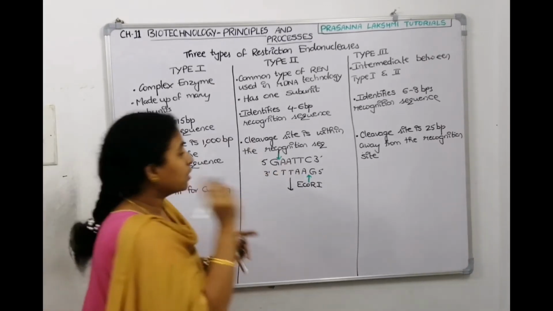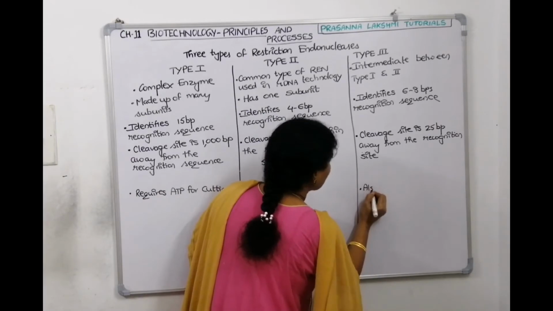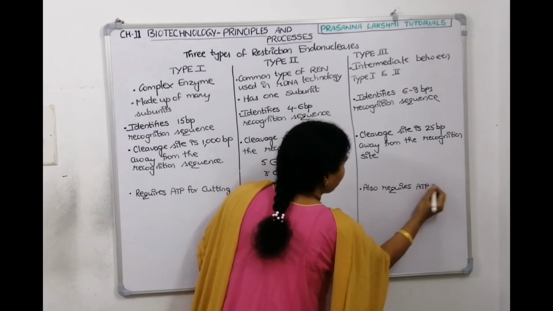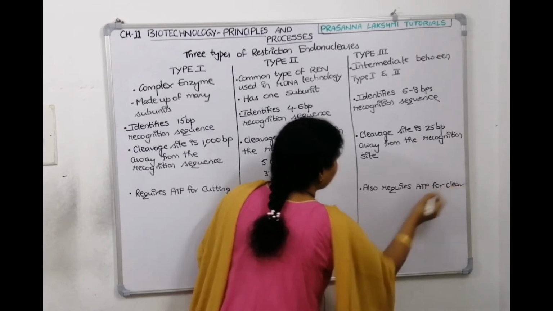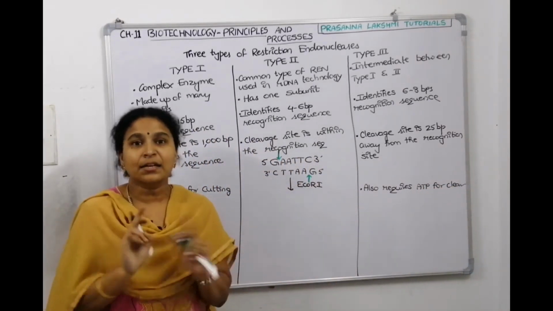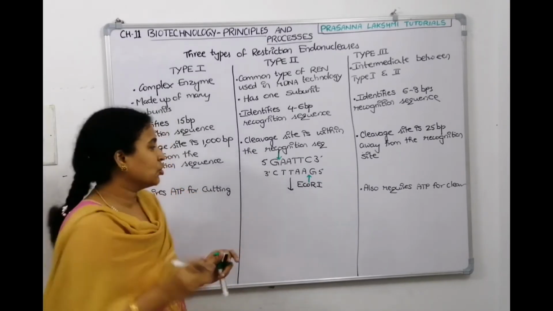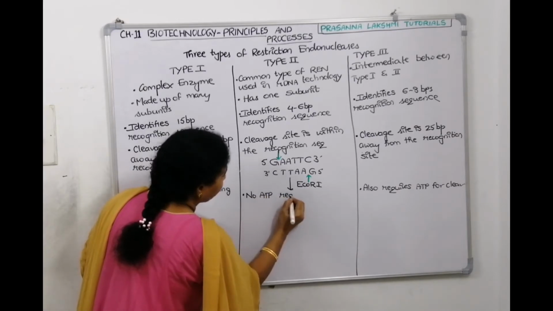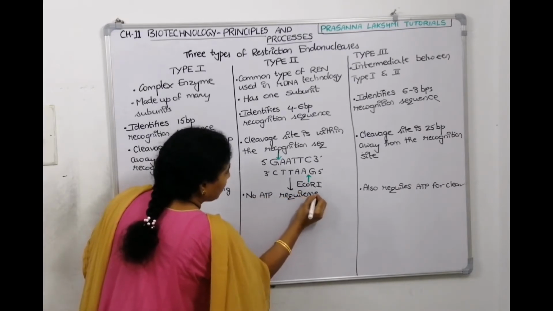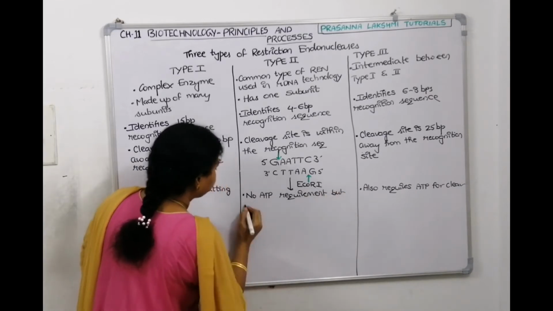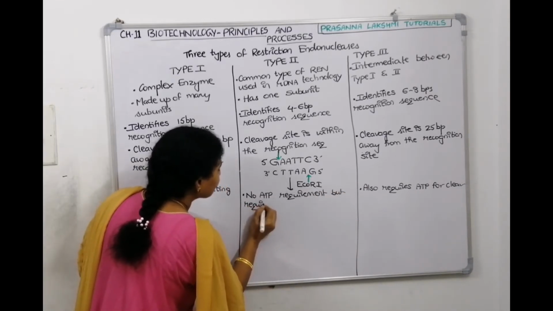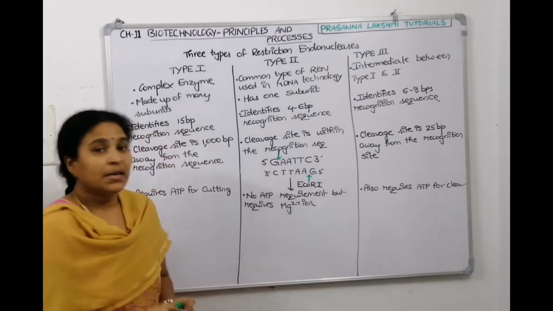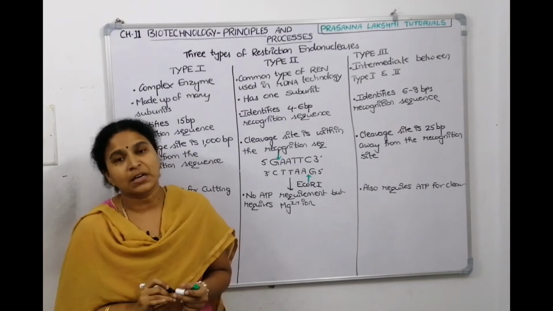Whereas type 3 also requires ATP for cutting, for cleavage. Whereas type 2 doesn't require ATP, it just requires magnesium ion for cleavage. No ATP requirement, but it requires Mg2+ ion for its activity.